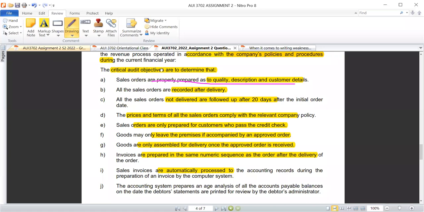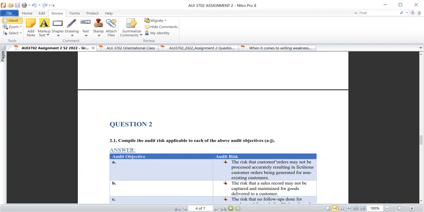Hence, I've given this statement as a risk description to say there's a risk that the customer sales order may not be processed accurately. If the sales order in this context is not processed accurately, what would be the resulting effect? There will be fictitious sales orders generated for non-existing customers, because number one, the customer details will be invalid. If the customer details are invalidated, it means the order itself is invalidated. So that's where this risk is coming from.